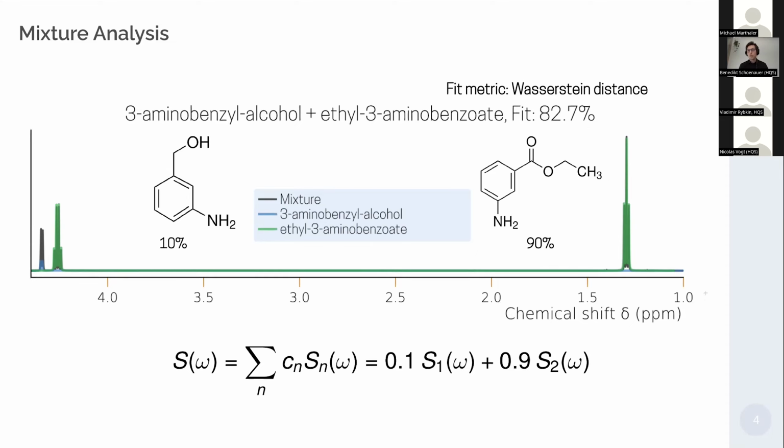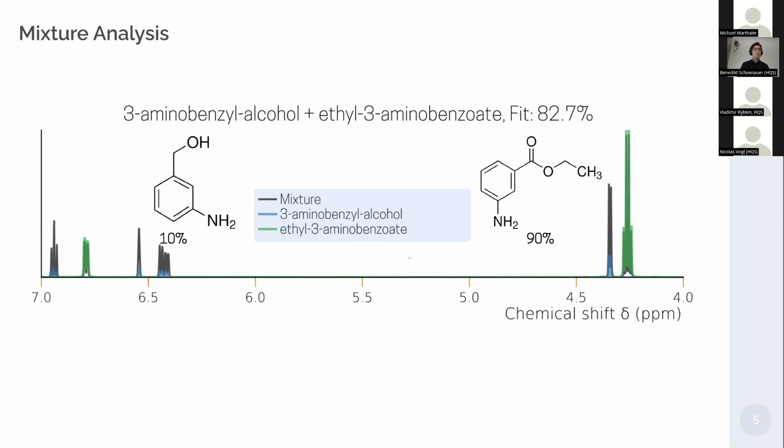But this is just the lower part of the chemical shift range. And you have to look at the whole thing. And then in the upper part of the ppm range, we find there are some rather indicative peaks, which stem from the aromatic rings. And here we see, okay, indeed, there is some spectral weight that is not accounted for by this ratio of components in the mixture.